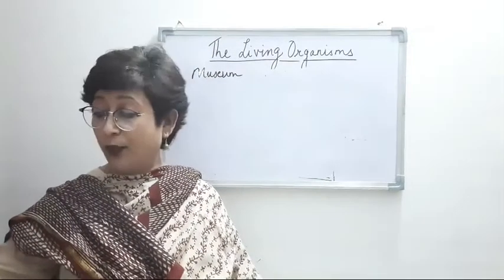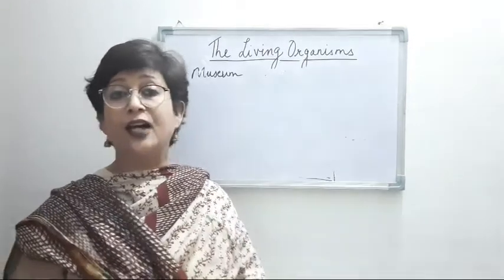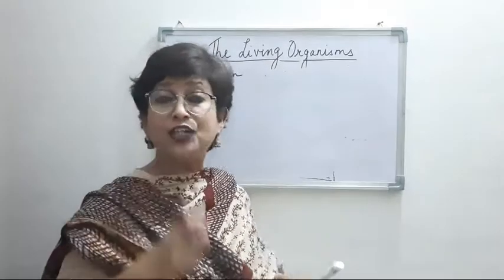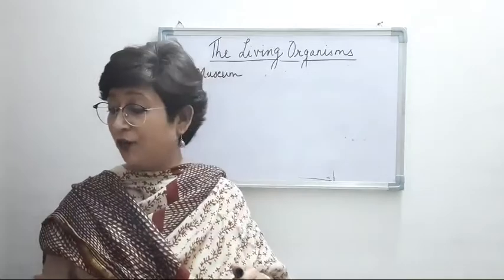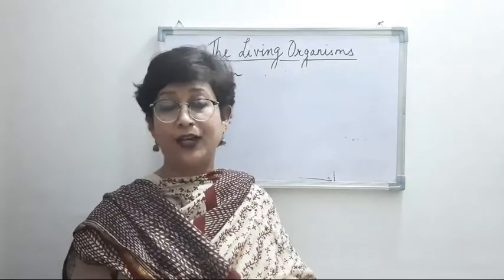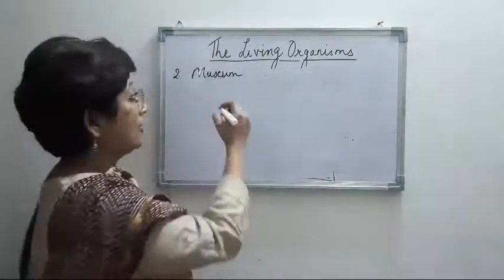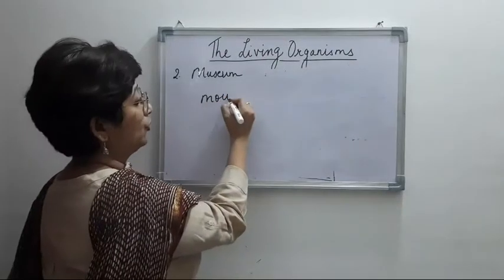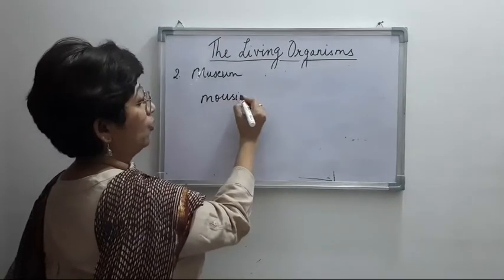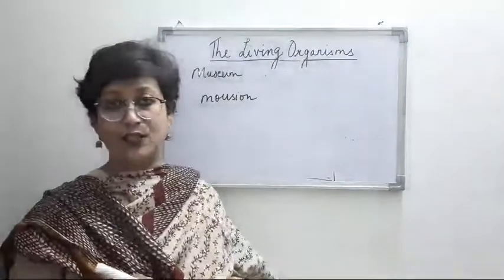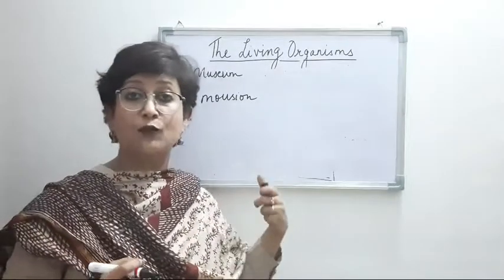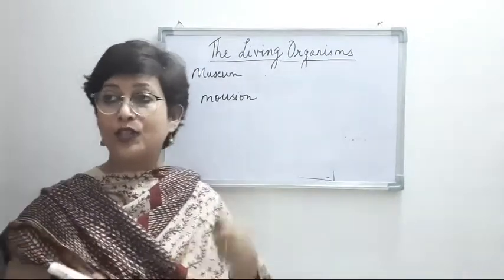Now the word museum is derived from an ancient Greek word which is mosion, right? Mosion. I'll spell it here, M-O-U-S-I-O-N. Mosion, right? So it is pronounced as mosion. Now what is this mosion?